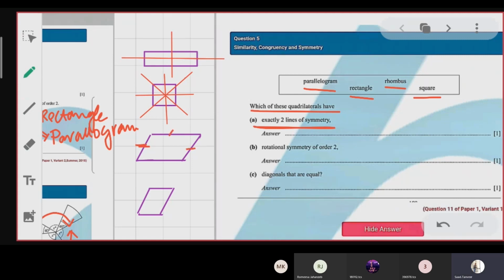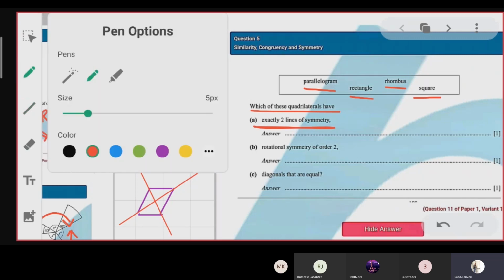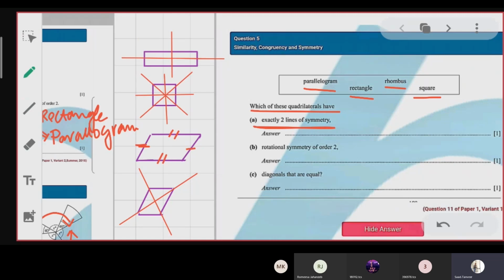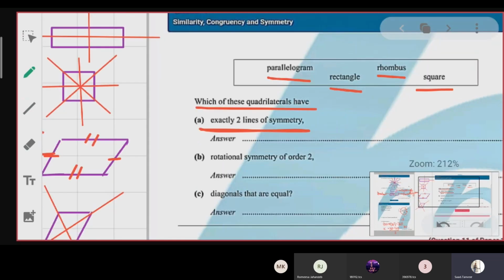If you talk about parallelogram, it is having no line of symmetry. Whereas rhombus is having 2 lines of symmetry, one is this one and another one is this one. Now, if you talk about rhombus and rectangle, both are having exactly 2 lines of symmetries.